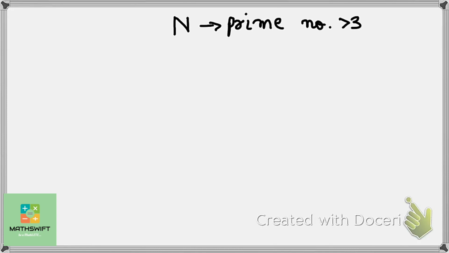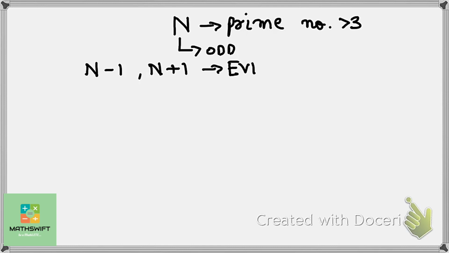Since it is greater than 3, it can only be odd, 2 being the only prime number that is even. And if we add 1 to an odd number or subtract 1 from it, we get an even number. Hence we can say that n minus 1 and n plus 1 are both even, and therefore a multiple of 2, which can be written as 2n, n being a natural number.